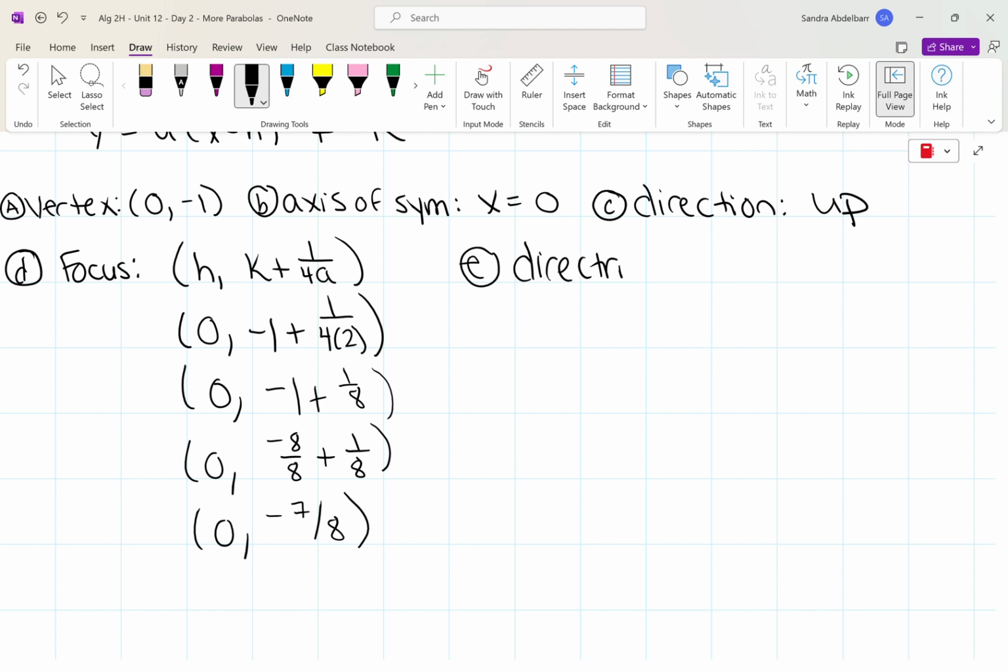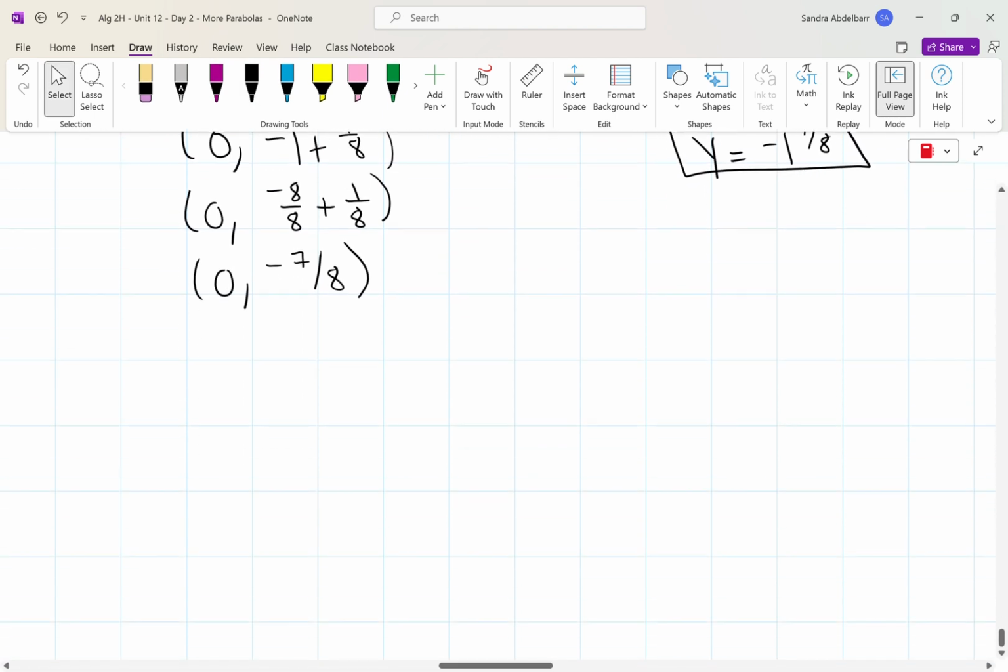Now we need our directrix. The directrix is a line, and this line is going to be y equals k minus 1 over 4a. So we're going to have y equals -1 minus 1/8. Is it safe to say that this is -1 and 1/8? How come this one was -1 and 1/8, but the other one wasn't? Tori? Good, because both these signs are negative. All right, so we got our directrix.